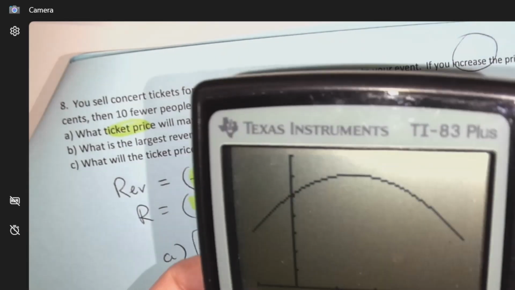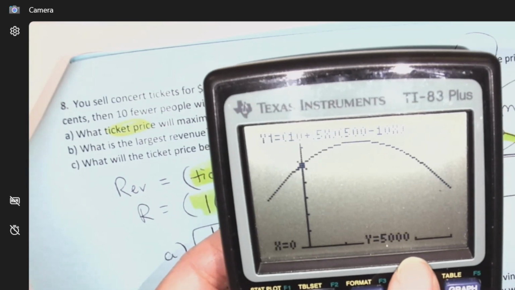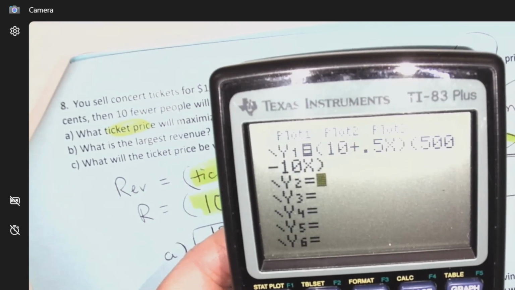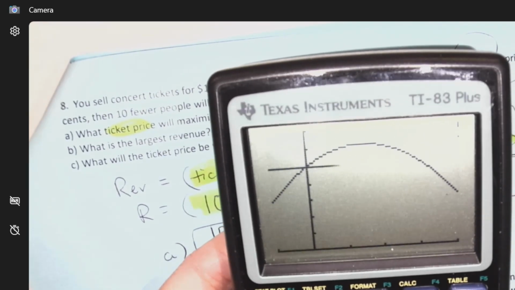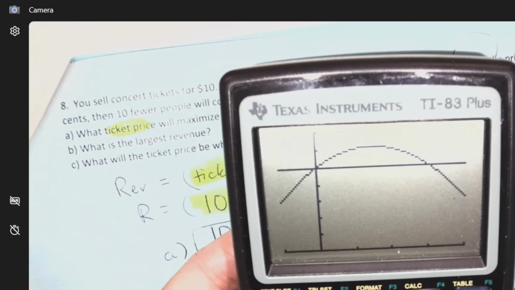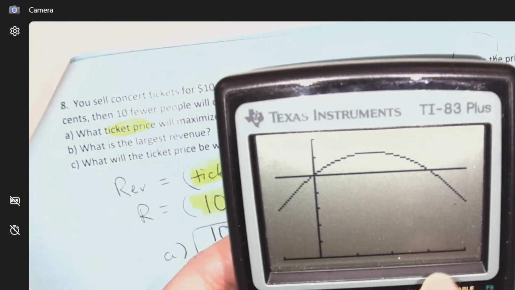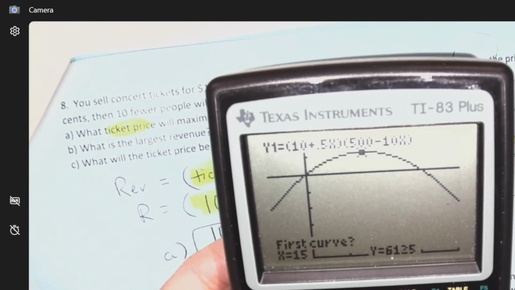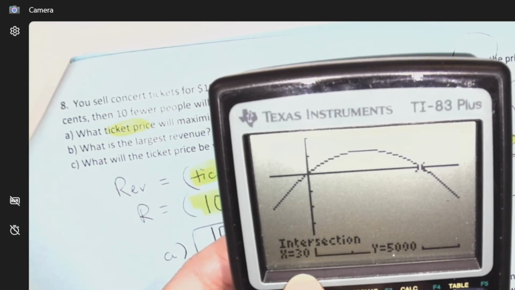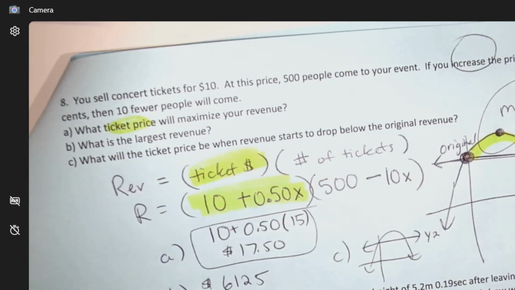Okay, so what I'm going to do is I'm going to go trace 0. So my original revenue was $5,000. So Y2, I'm going to put that across. Does that make sense? My original was $5,000. So now I make that line. So I prefer not to make less money than when I started. So calculate intersection. Enter, enter, enter. When X is 30. So you don't want to make any more than 30 changes.